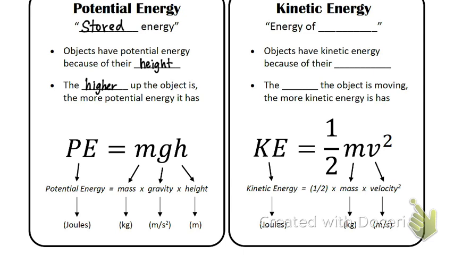And here's your formula. PE stands for potential energy. M will be mass. G is gravity. What is gravity always worth? 9.8 meters per second. And then H is your height, measured in meters. So that's how you find potential energy.